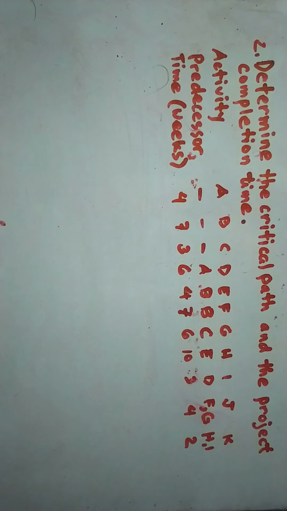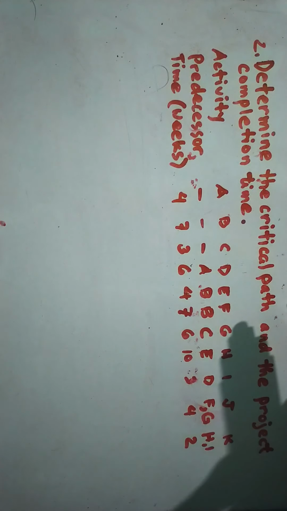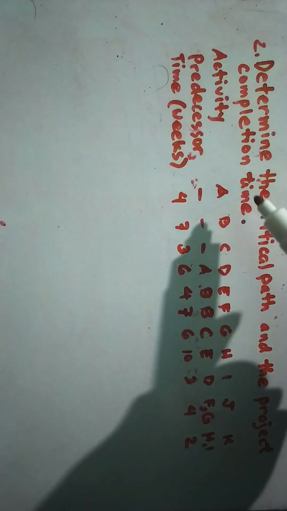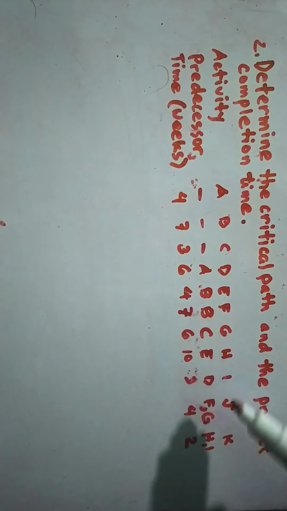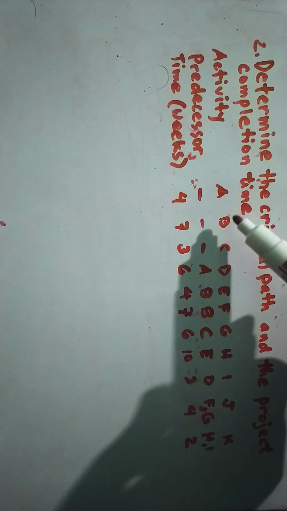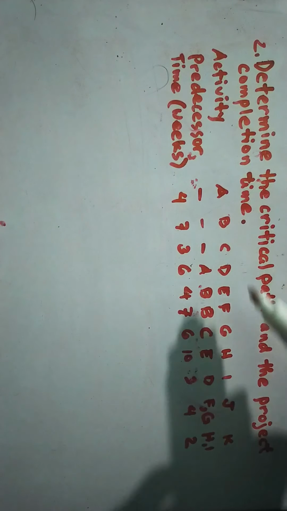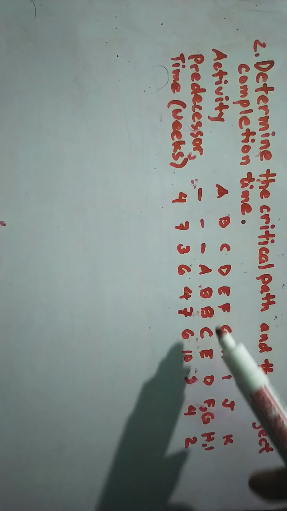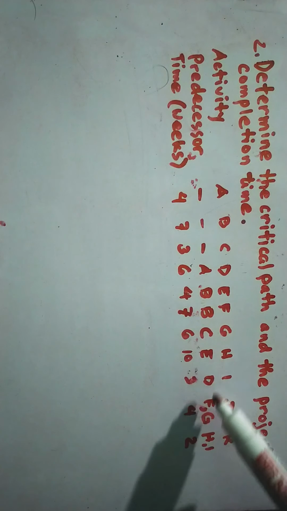Here is another example in project management class. Now we have our problem: determine the critical path and the project completion time. And then we have here the different activities for a particular project represented by all capital letters. And then we have here the predecessors. So these are activities A, B, C, E, and so on.